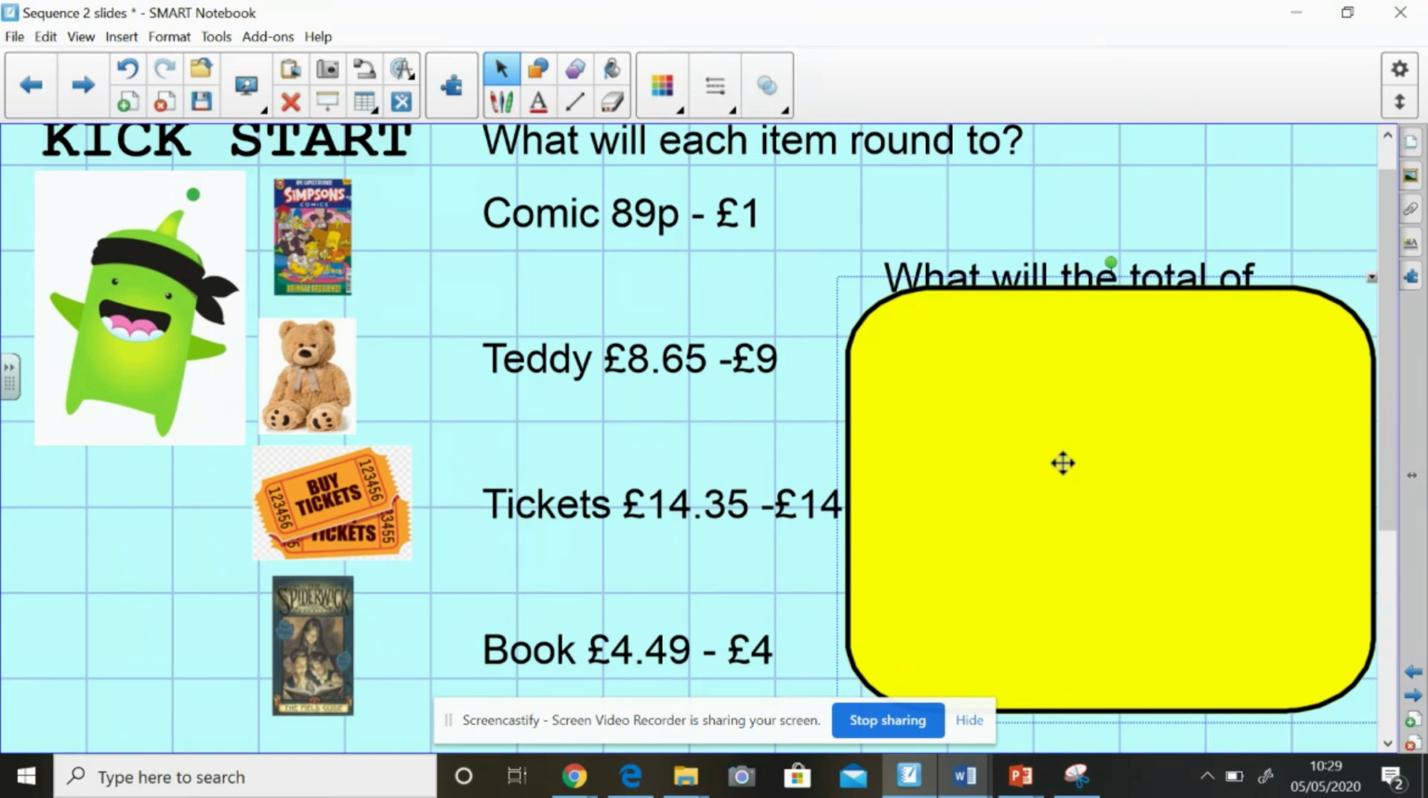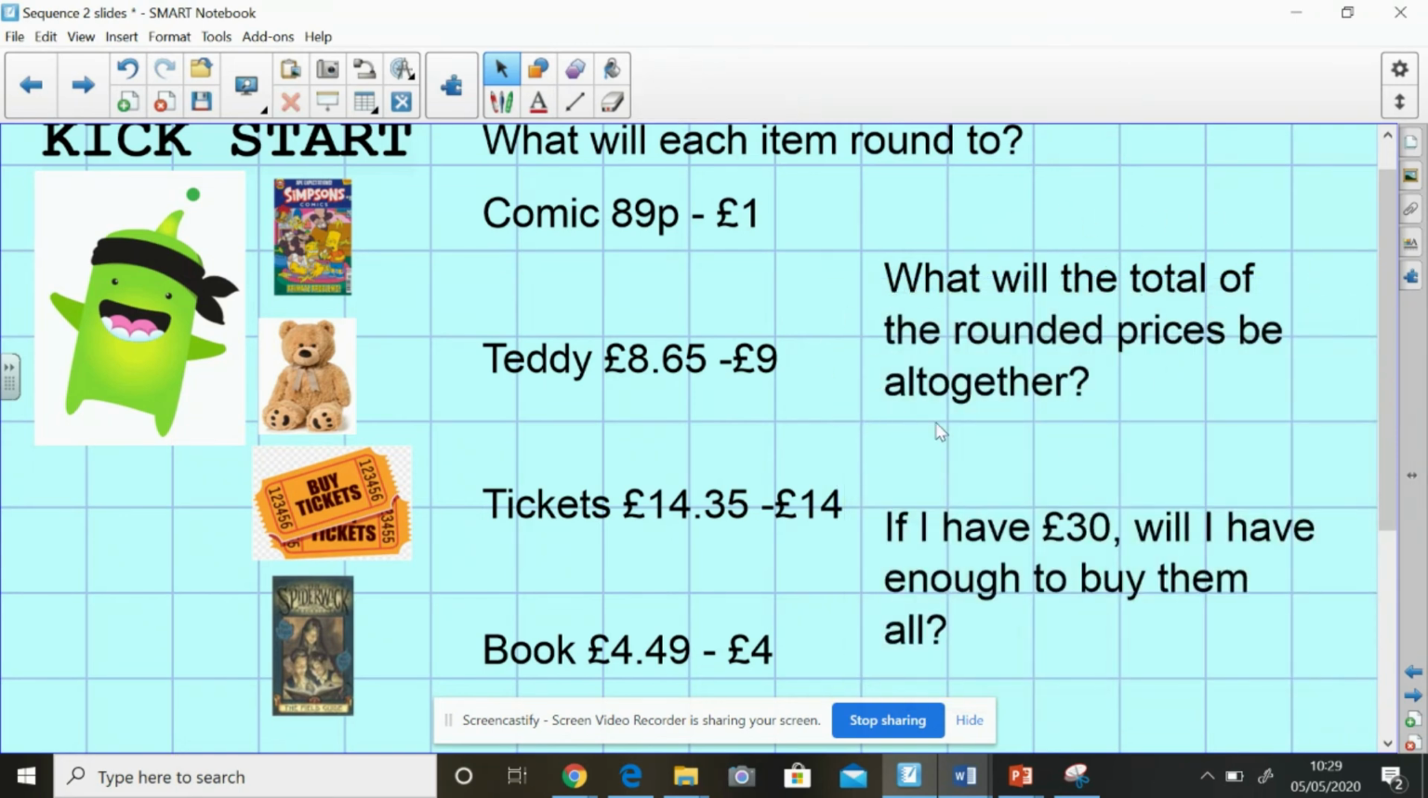Then we think, okay, what will the total of the rounded prices be all together? So we need to think, what calculation could we do for this? And we know that we can do an adding calculation. So we need to add up all the rounded numbers. If we add those up, we're going to add 1, add 9, add 14, add 4, and it equals 28. So with all the prices rounded, the total is 28.